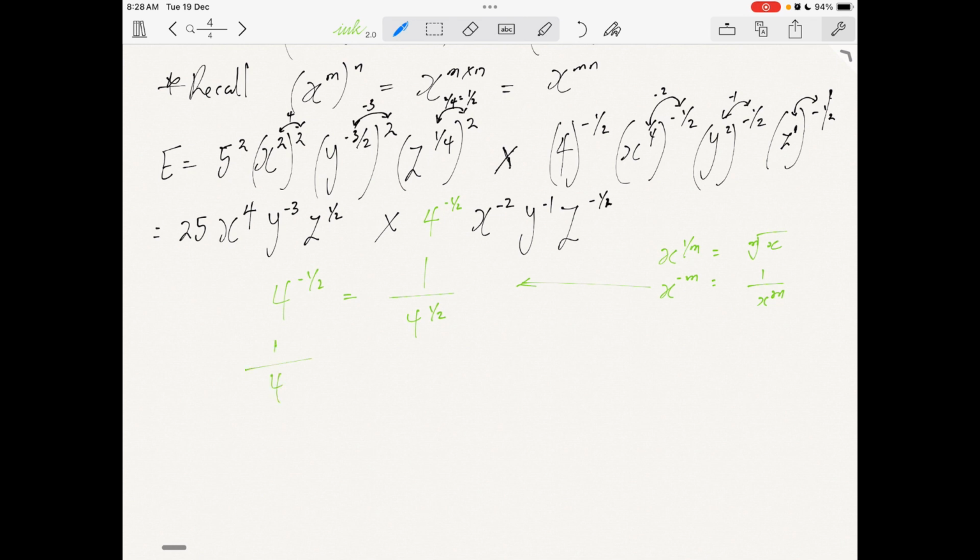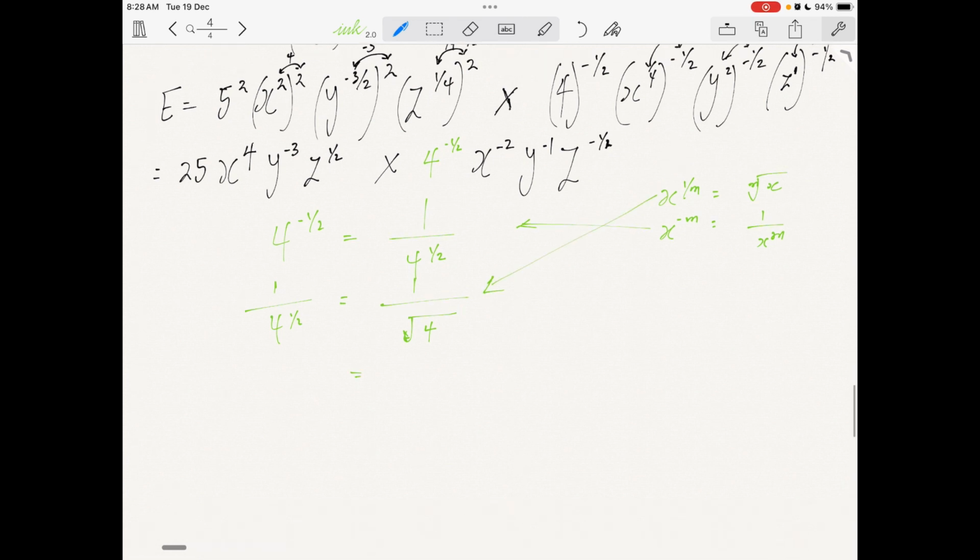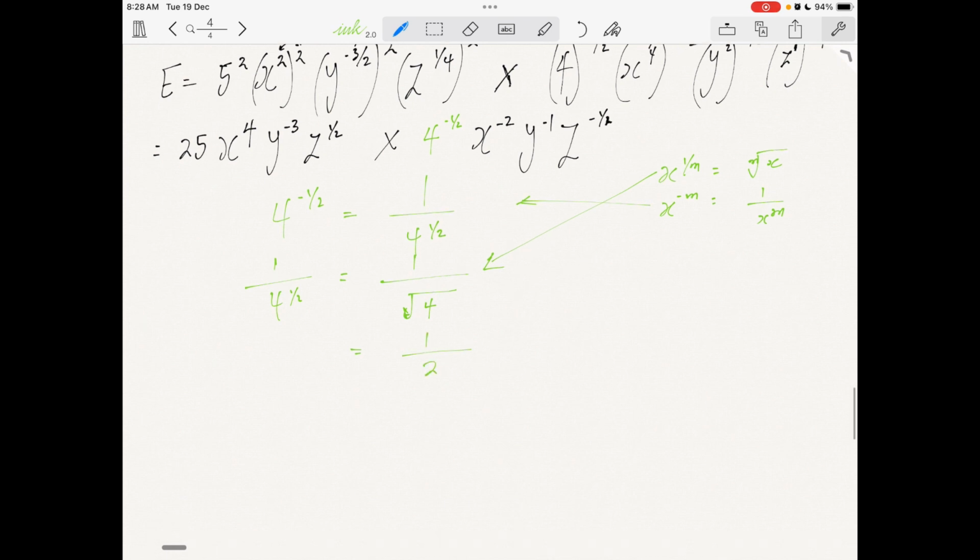1 over 4 raised to the power half is equal to 1 over the square root of 4, if we apply this rule. So the square root of 4 is 2, which will give me 1 over 2. So in conclusion, I am saying that 4 raised to the power minus half is equal to 1 over 2.